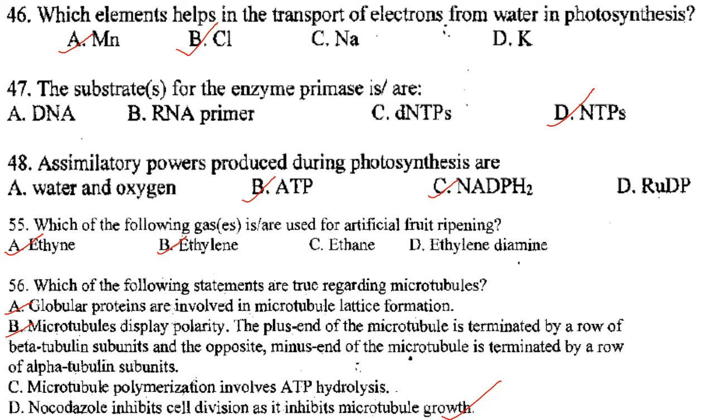Then assimilatory powers produced during photosynthesis are. So water and oxygen, no, that is ATP is produced and NADPH2 is also produced. So answer is option C. They are the assimilatory powers.